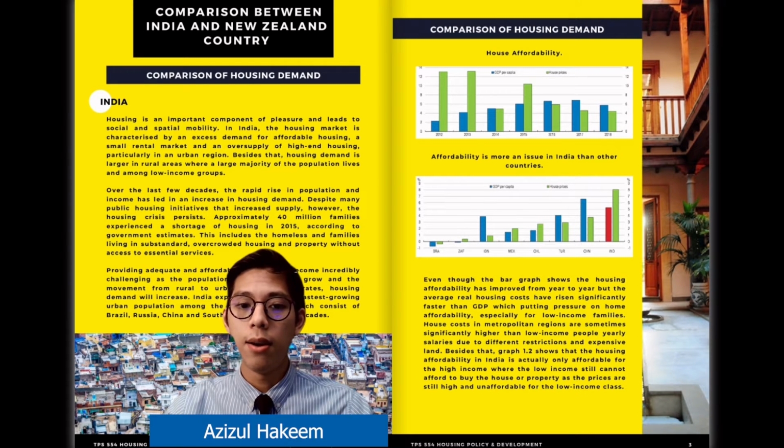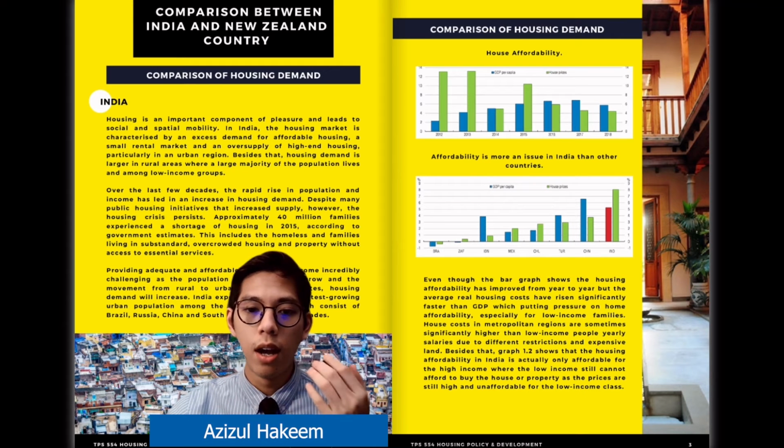In India, the housing market is characterized by excess demand for affordable housing, a small rental market and an oversupply of high-end housing, particularly in urban regions. Besides that, housing demand is larger in rural areas where the large majority of the population lives and among low-income groups. In India, the rapid rise in population and income has led to an increase in housing demand despite many public housing initiatives that have increased supply. However, the housing crisis persists.